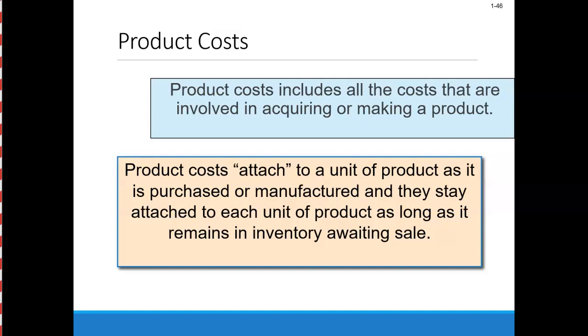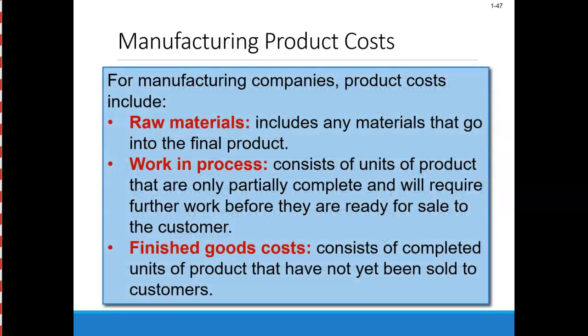That product stays as a current asset inventory until it's sold. Once it's sold, it's removed as an inventory item and it's expensed under cost of goods sold. Does that make sense? So all these costs that we're talking about to manufacture products, we call them product costs, and they stay on the balance sheet as a current asset as long as it's not sold. But the minute it's sold, it then gets converted to cost of goods sold.